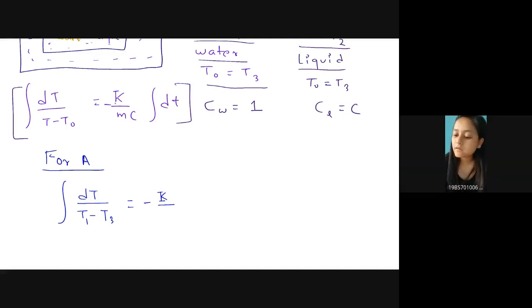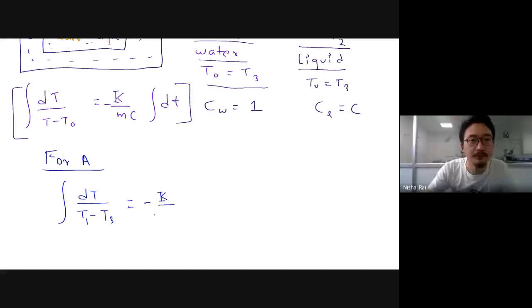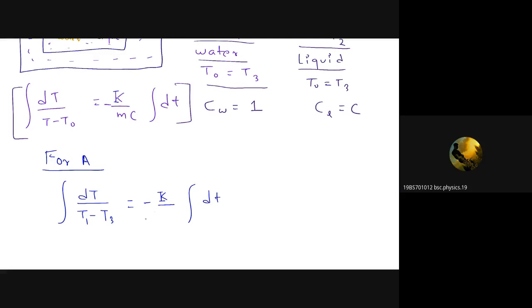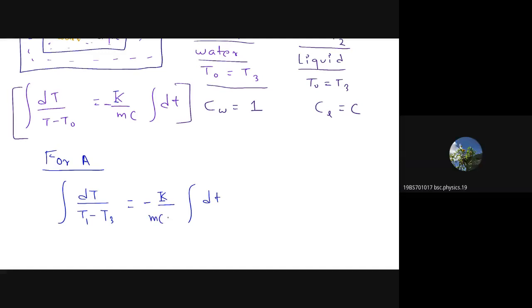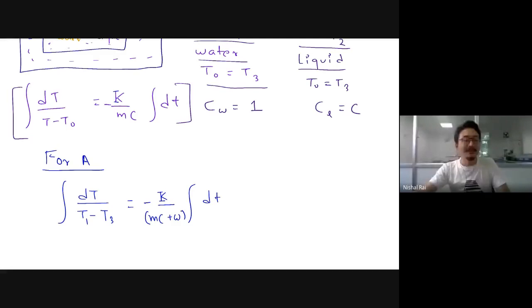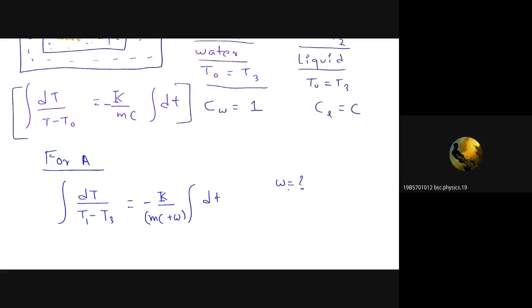So it will be easier for you. K divided by, that we will do later. I'll write something different over here. It was MC. But I have added W. Can you see? So why have I added W? What was W? Do you remember W? Water. Previously we have done.